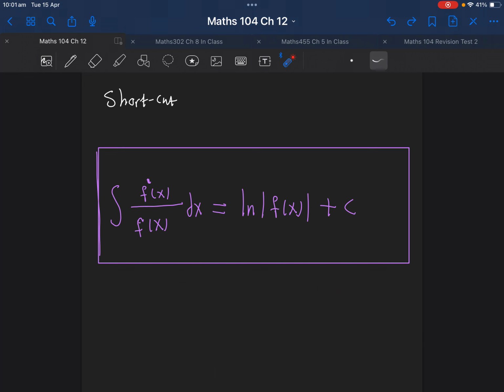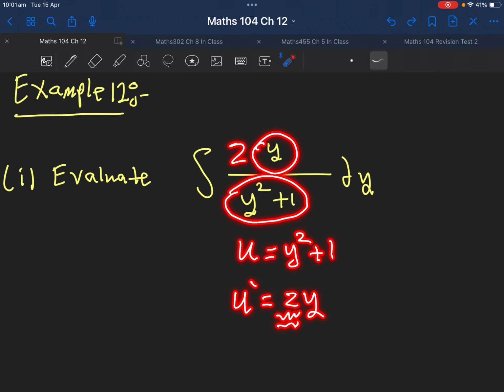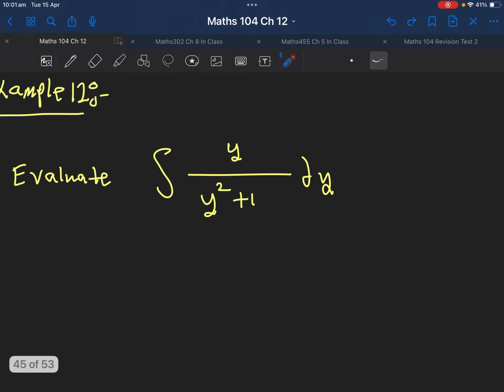So we'll see the first example. If we suspect that this is u, which is y squared plus 1, we ask ourselves, what is u prime? It would be just 2y. I have the y, but I'm missing the 2. So all what I will do, I'll add half and subtract half.